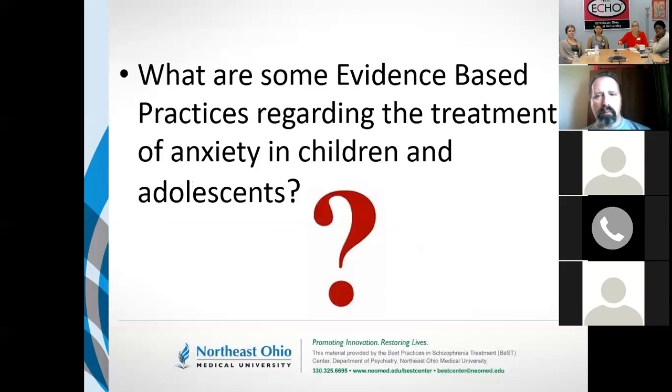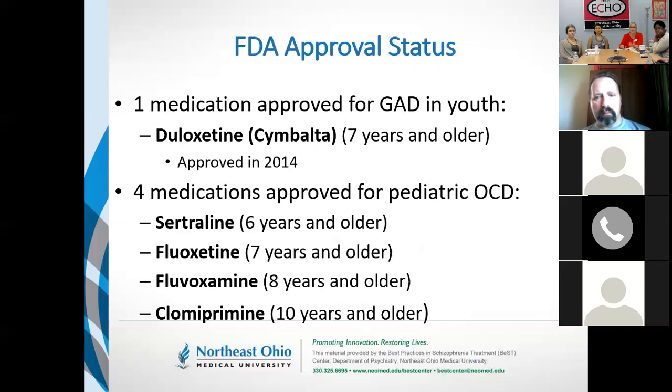So what are the evidence-based practices regarding the treatment of anxiety in children and adolescents? I was going to highlight some of the medications used, and then April will take over and go over the psychosocial interventions. But prior to 2014, everything we were using for generalized anxiety disorder was off-label because we did not have anything specifically FDA approved for it. In 2014, duloxetine, also known as Cymbalta, became FDA approved for ages 7 and older.